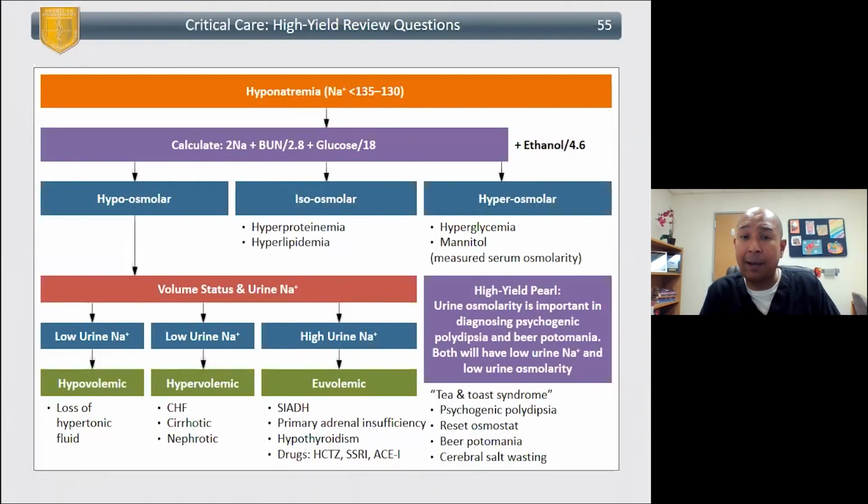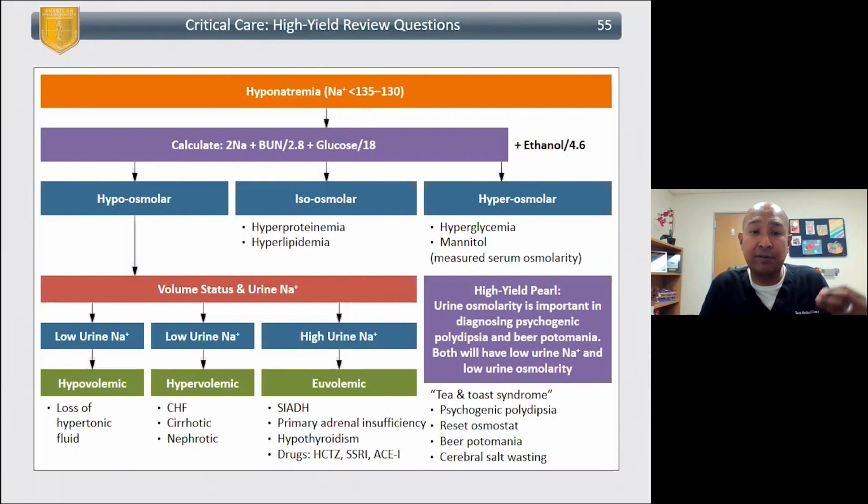So with that being said, and I apologize that I went over here, I'm all about making these little charts to help you get the right answer on the boards. Just like I did for metabolic alkalosis, here's how I work up hyponatremia, really focusing on the question itself. Once you're hyponatremic, what should you do? You could calculate or order serum osmolarity. Calculated serum osmolarity is 2 times the sodium plus the BUN divided by 2.8 plus the glucose divided by 18. Or you can measure it.